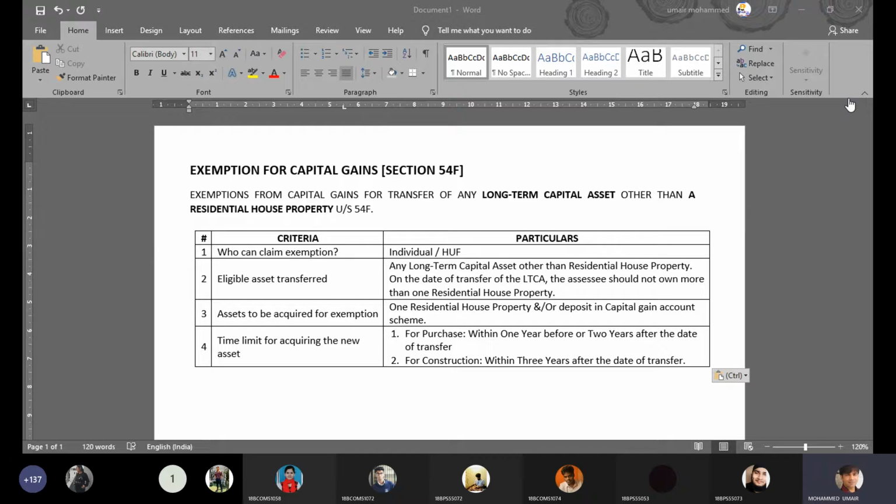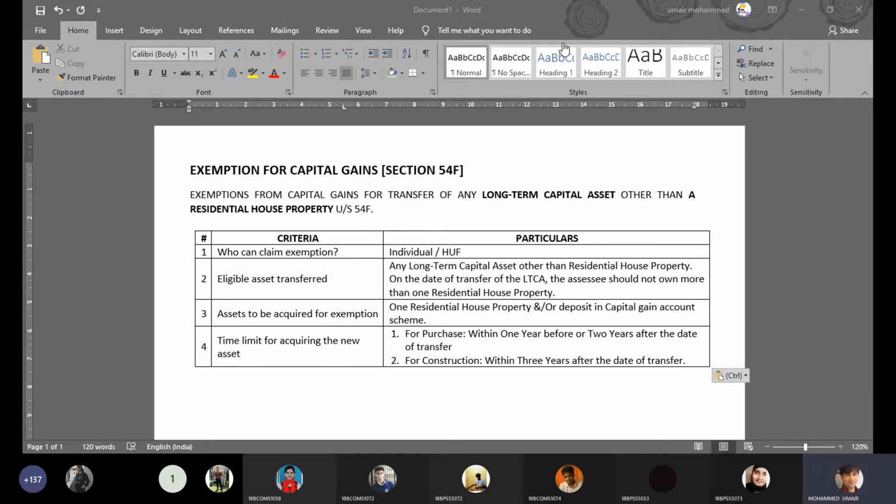So section 54F says transfer or sell any long-term capital asset other than a residential house property, and the amount of capital gain you have made from transferring that long-term capital asset, you should buy one more residential house property. Right? So roll number 2 from A section.